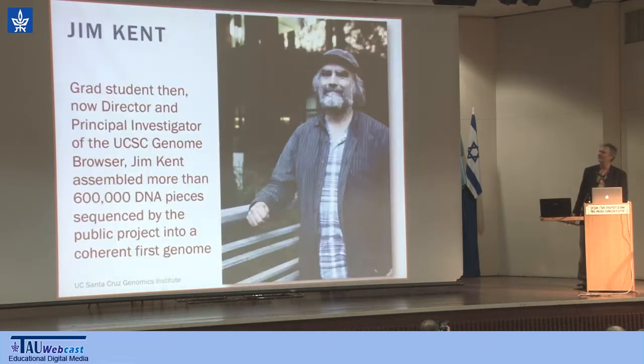So the real hero here is Jim Kent, a graduate student, nonetheless, at Santa Cruz, who wrote approximately 20,000 lines of C code in less than 4 weeks, and it put together about 600,000 DNA pieces that were left behind from this rush of the public project to get the sequencing done as fast as possible and meet this White House deadline.